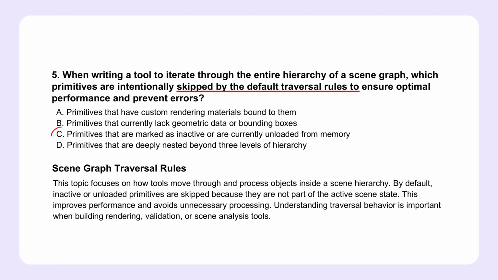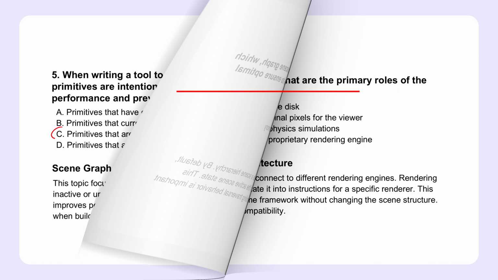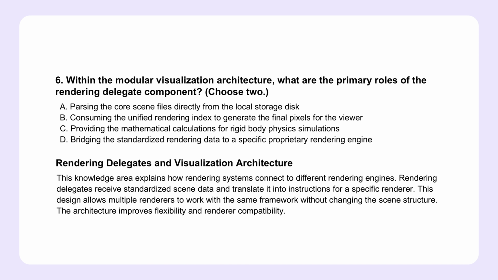I like it. Okay, so the software successfully navigates the active scene graph. How do we actually get it to draw the pixels on the screen? Now we're talking about rendering delegates. Exactly. Question 6 covers rendering delegates.